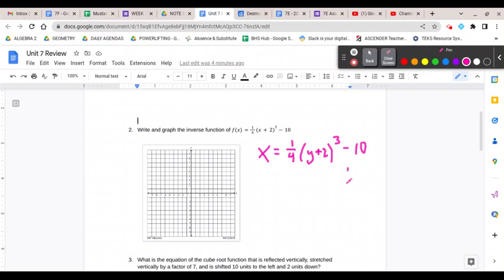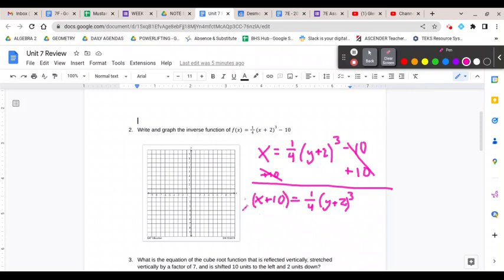So we got to get y by itself, so we'll plus 10. So now we have x plus 10 is equal to 1/4 y plus 2 cubed. Okay, again, we got to take care of the subtraction and addition first. All right, next, we have 1/4 multiplying by this thing. We need to divide by 1/4. Again, we divide by a fraction by multiplying by the reciprocal, so we'll multiply both sides by 4.